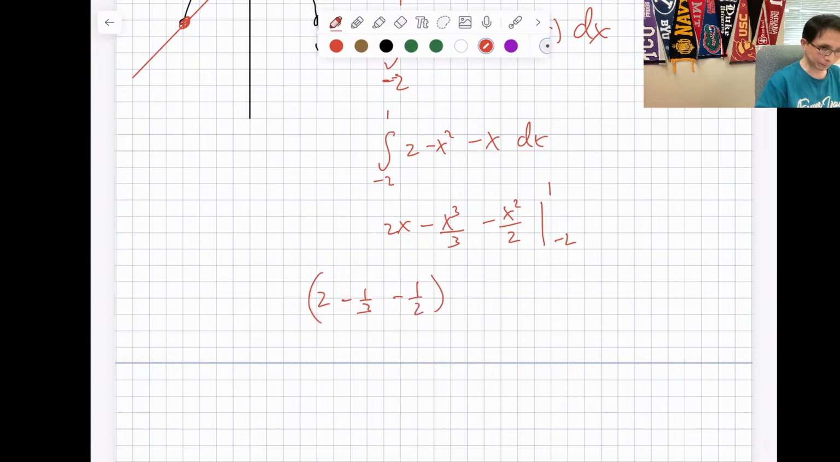Is that okay? Minus, now I'm going to plug in negative 2, so it's negative 4. Negative 8, so it'll be positive 8 over 3. Does that make sense? Because negative 2 to the third is negative 8, and negative times negative is positive. And this one is negative 2 squared, so it's 4. So that's minus 4 over 2.